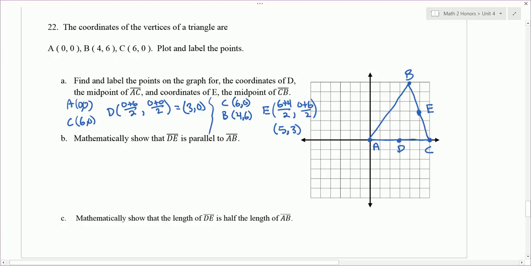B asks us to show mathematically that DE is parallel to AB. Graphically, segments are parallel if they have the same slope. So let's look at the slopes and show they're the same. The slope of AB, we could just count rise over run. So run up 1, 2, 3, 4, 5, 6, right 1, 2, 3, 4, which reduces to 3 over 2.